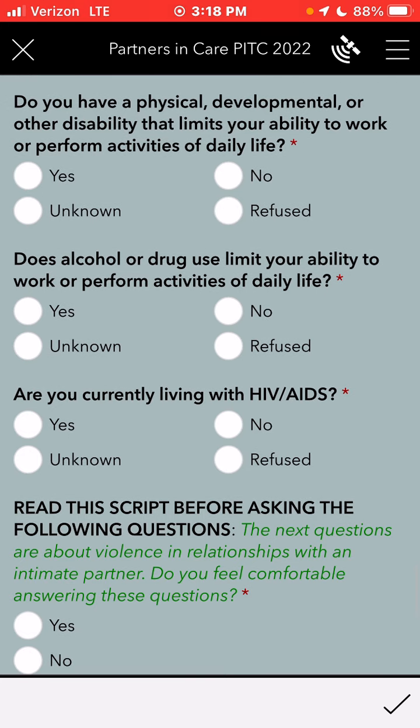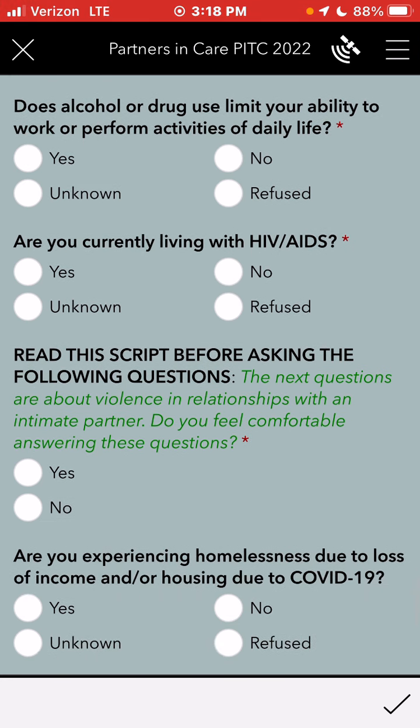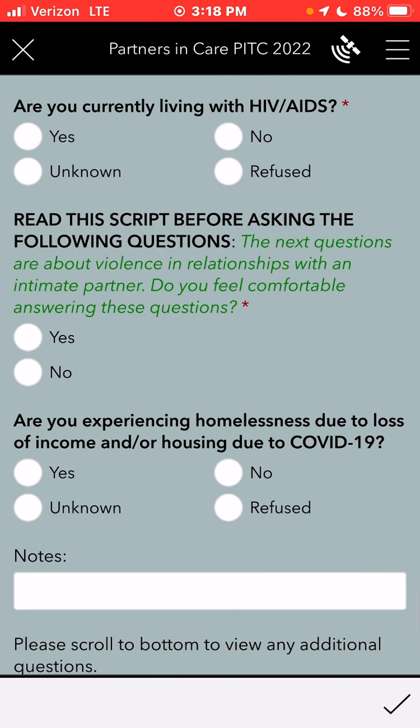Do you have a physical, developmental, or other disability that limits your ability to work or perform activities of daily life? Yes, no, unknown, refused. Does alcohol or drug use limit your ability to work or perform activities of daily life? Yes, no, unknown, refused. Are you currently living with HIV/AIDS? Yes, no, unknown, refused.